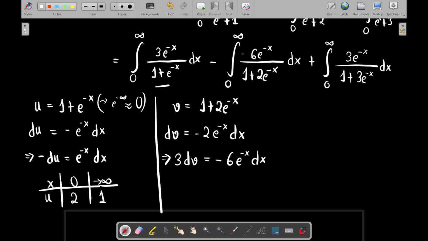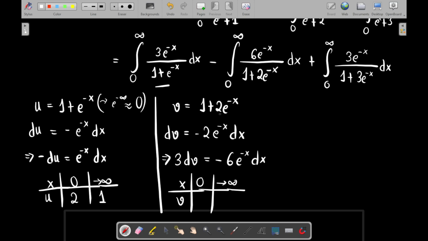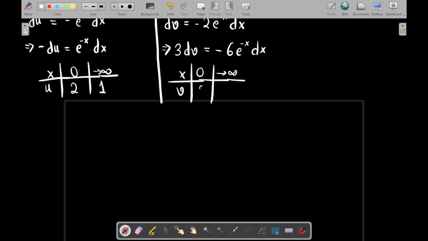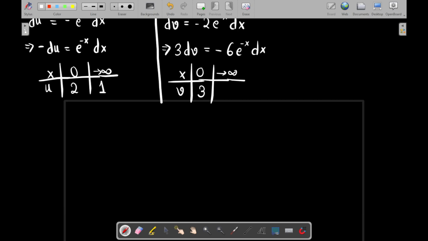This minus sign, if I take it inside this integral, this will become minus 6, right? So I'm using 3 dv here. And again the limits will be for x equal to 0 to infinity. The value of v in this case is 1 plus 2 e to the power 0, so this will become 3. And as x tends to infinity, e to the power minus infinity will again be 0, so this will be 1 plus 0, which is again 1.